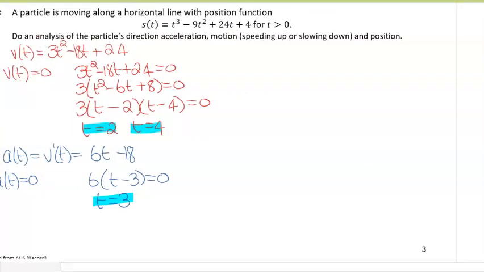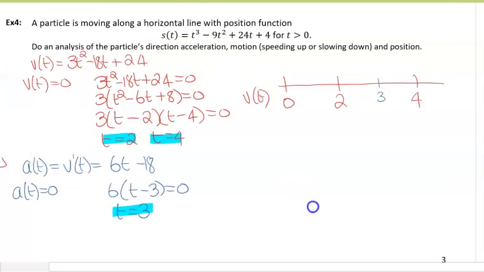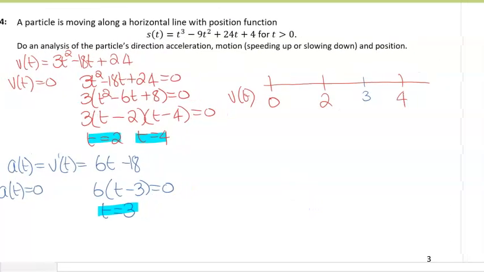Okay, so let's draw out the velocity. We're looking at where it's greater than 0 and less than 0. We have 2 and 4, and I have to think about 3 as well somehow. Okay, so this is v of t. We're putting in values between 0 and 2, 2 and 3, etc. When we do this, this is going to be positive, this is negative, and this is positive. So it's moving to the right, to the left, and to the right again.